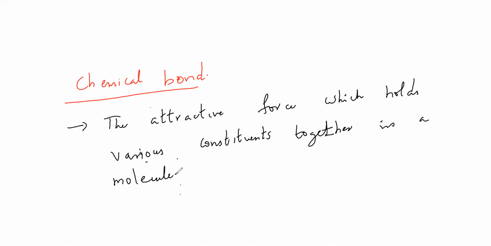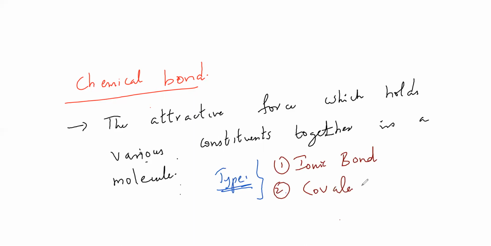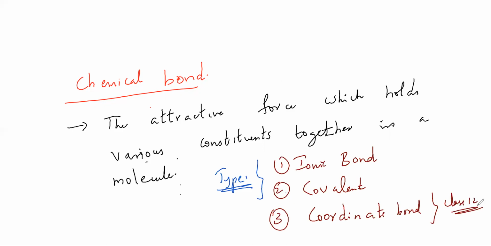Now, how many types of chemical bond are there? Bonding means there will be an attractive force to bind them. The first one is the ionic bond. Then the covalent bond. And the last one, the coordinate bond. You won't study the coordinate bond in this chapter; in class 12 you have it in coordination chemistry. Ionic bond and covalent bond, mainly covalent bond, we will study.